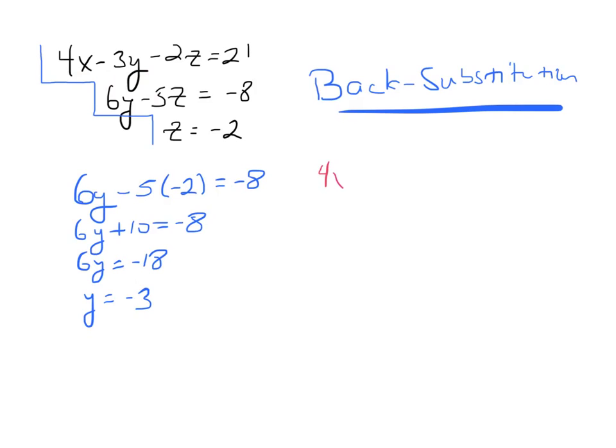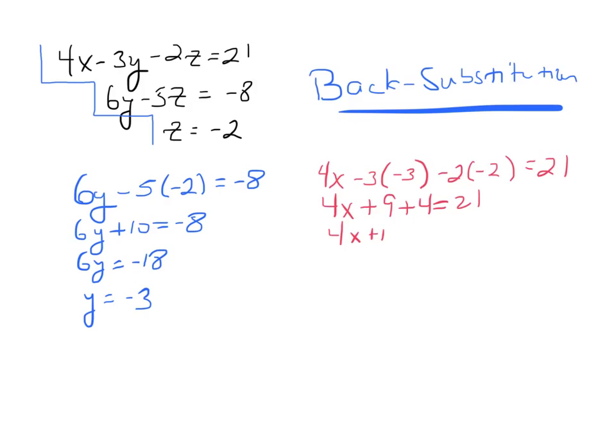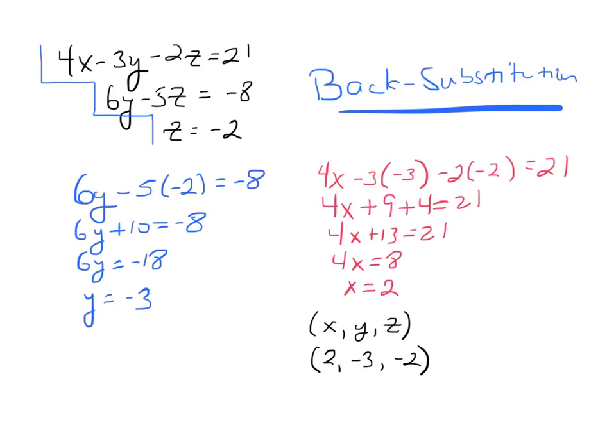So we have 4x minus 3, y is now -3, minus 2z, which is now -2, equals 21. So x is equal to 2. And our last step is to write our solution, which would be our x, our y, and our z, which would be 2, -3, and then -2. And we can check this if we want by substituting each of the values into each of the three equations.